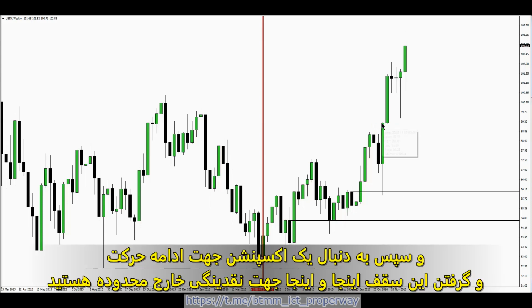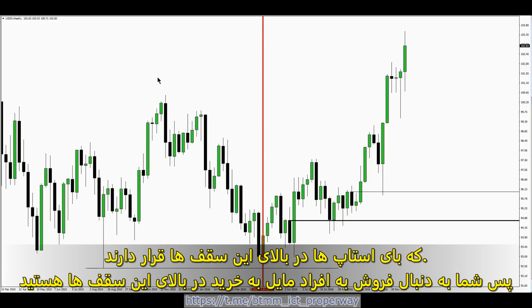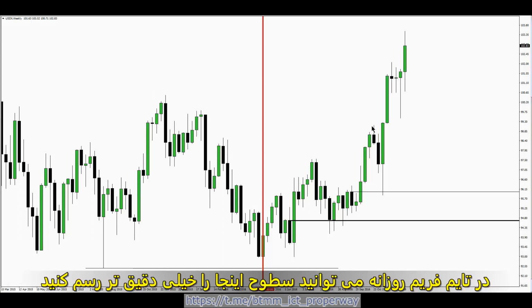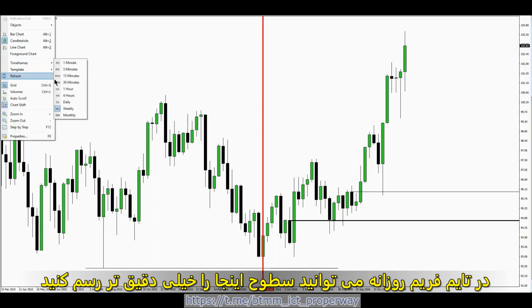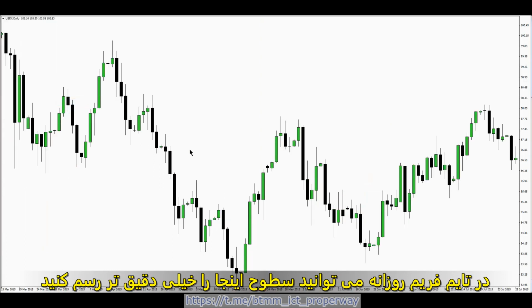And then you're going to look for an expansion to continue to take out this high here and this high here for what? External range liquidity. What's going to be above these highs? Buy stops. So you're going to be looking to sell to those participants that would have an interest of buying above these highs. Refining it further into a daily time frame, you can see all these levels get much more refined.